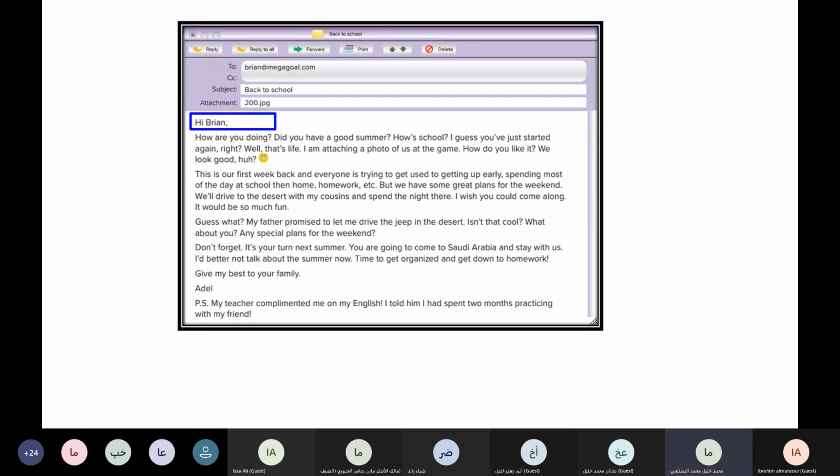Now let's move to the email itself. What do we call this? This is the greeting part. If you want to greet someone, hi, hello. If he is your friend, you can start "Dear Ahmed," etc. Now, what about this? This is the closing sentence: give my best to your family, best wishes, best regards, see you soon. These are the closing sentences. And if you want to sign, you can sign with your name, adding the signature.